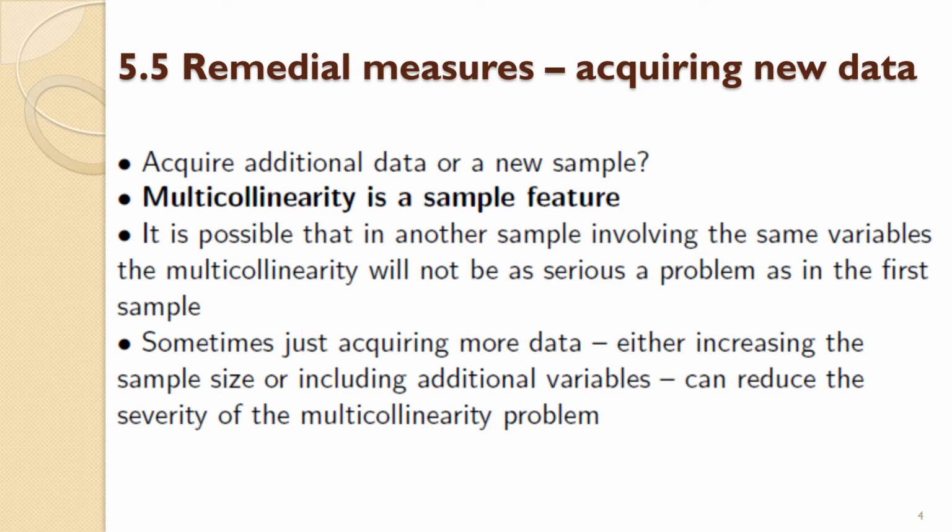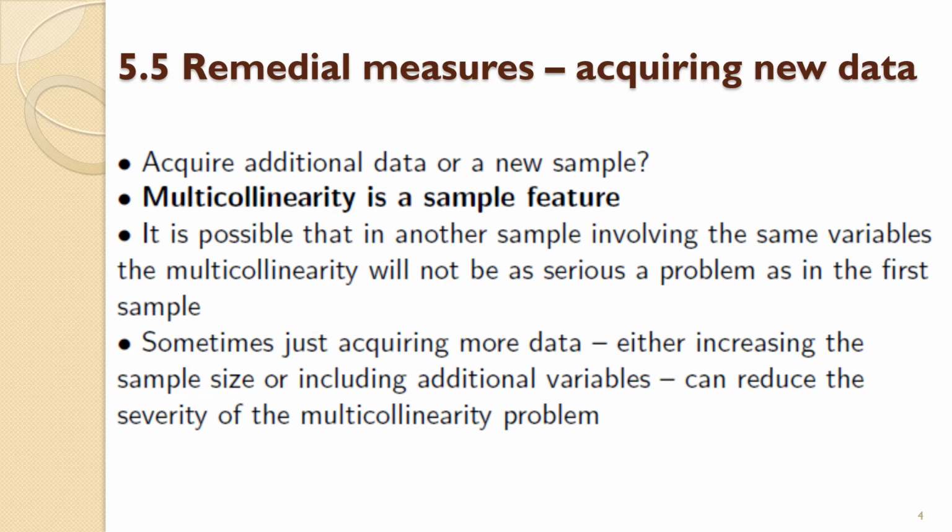So the idea here is acquiring more data, either increasing the sample size or including additional variables, can reduce the severity of the multicollinearity problem. But alongside that, it's not always the case that this is practical to do. For instance, if you've got a time-limited project like a dissertation, you might just be able to collect the data you've got and that's it.